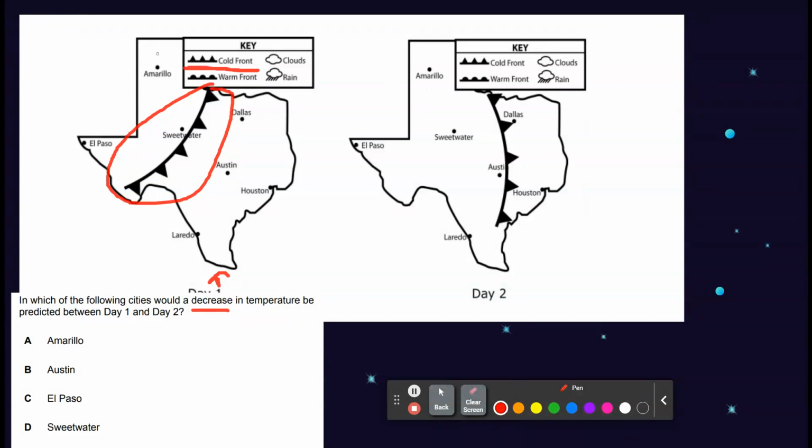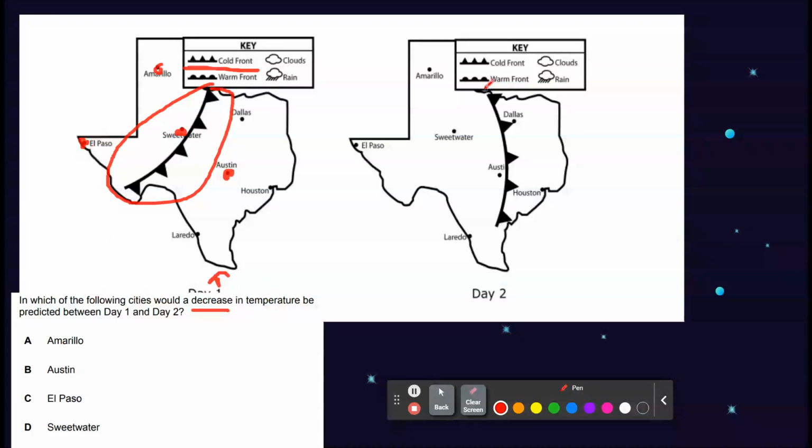If we look over here, we see Amarillo over here. We see El Paso over here. We see Austin over here. And we see Sweetwater over here. Now, in which of these cities are we expecting a decrease?